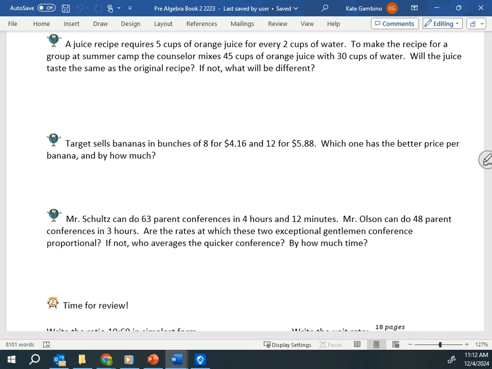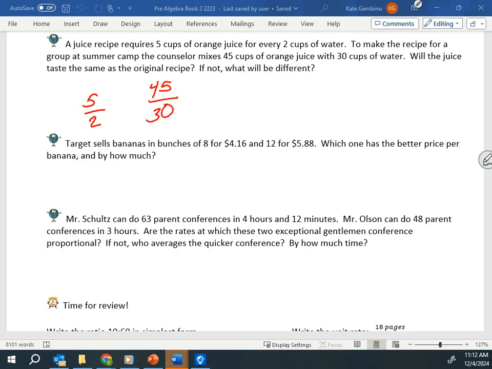So I have 5 cups of orange juice over 2 cups of water. And I'm going to label them, but it's too hard with my wonky pen, but label it so you can match them up. 5 cups of orange juice over 2 cups of water. Then that gives me 45 cups of orange juice over 30 cups of water.